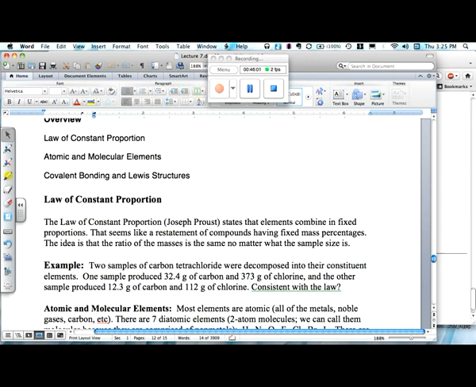One thing I'd like to talk about first, though, is the law of constant proportion. It seems like we've already really covered that because it says that Joseph Proust was the guy who came up with it, states that elements combine in fixed proportions. Well, this really seems like a restatement of that compounds have fixed mass percentages. The idea is that the ratio of masses is the same no matter what size the sample is. So I've got a little practice problem for you here.